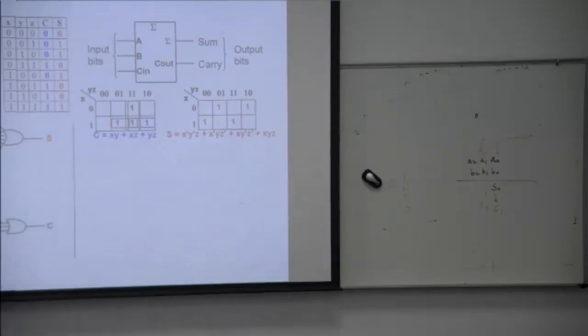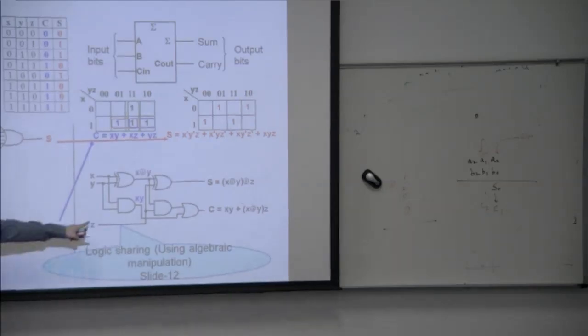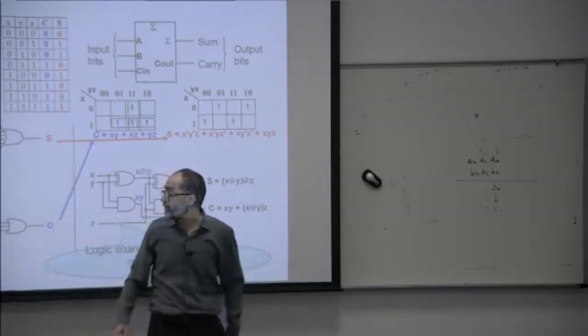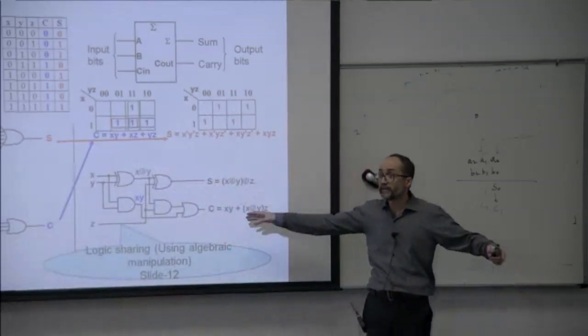Now if you look at here, we also did some magic. We derived an expression for C using which method? Karnaugh map. We also derived an expression for S. And now this one is implementation number 1. This one is implementation number 2. Now in implementation number 2, what are we doing? We are doing logic sharing and algebraic manipulation.